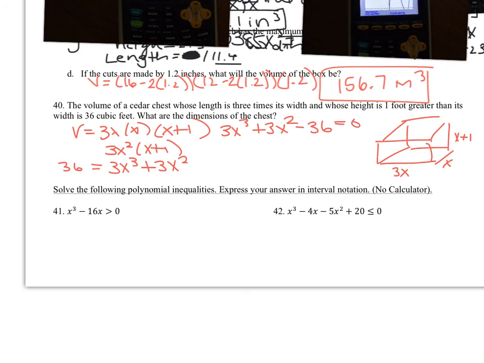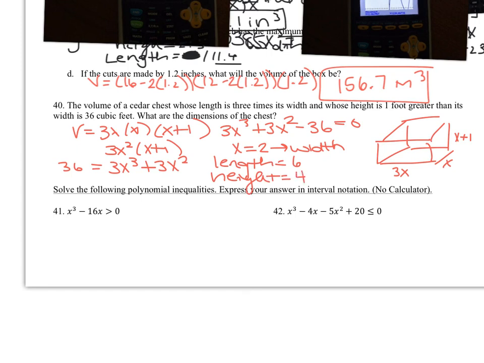So now I'm going to type that into my calculator in my graphing portion. 3x cubed plus 3x squared minus 36, zoom 6. And I'm going to find all of my zeros. So it looks like I have a 0 at 2, which means x equals 2. So since x, my width, is 2, which means my length is 6, and my height is 4.